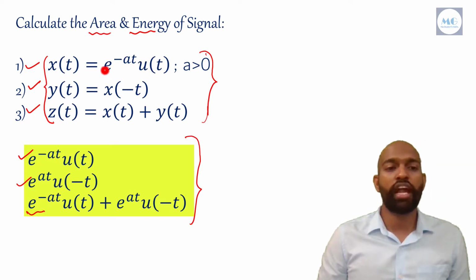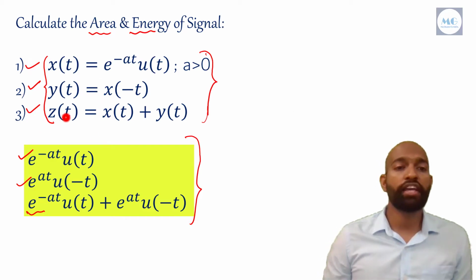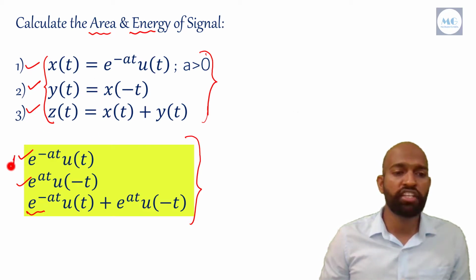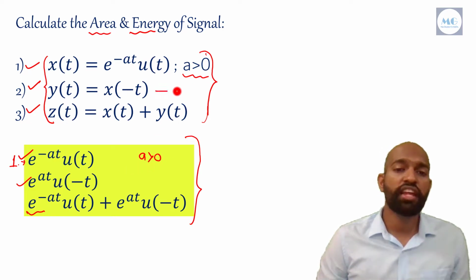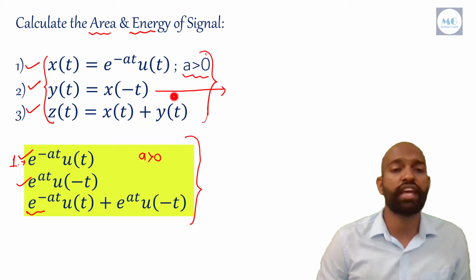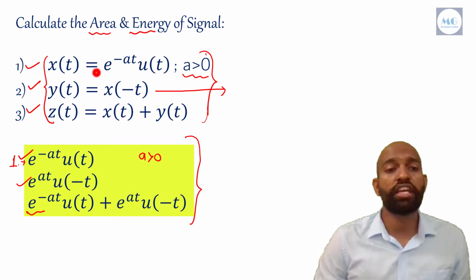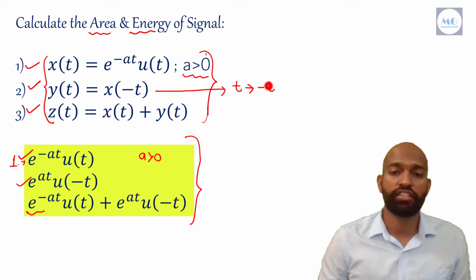First, I will explain to you that these three questions are the same. As you can see here, question number 1 is as it is, which shows e to the power minus at u(t). Here it is written a, for a is greater than 0. I can also write here a is greater than 0. Here the next question shows that y(t) is x of minus t. X of minus t means from x(t) we have to replace t with minus t.